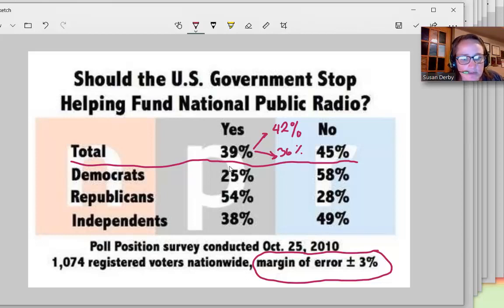So this 3% wiggle room applies to each of these percentages. So the yeses could be as high as 42 or as low as 36, but we think it's around about 39. And the people who said no could be anywhere from 48% to 42%, but we think it's pretty close to 45% of the people said no.